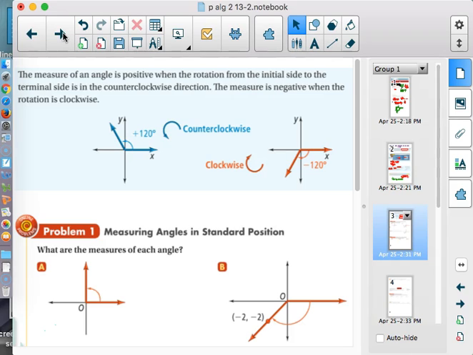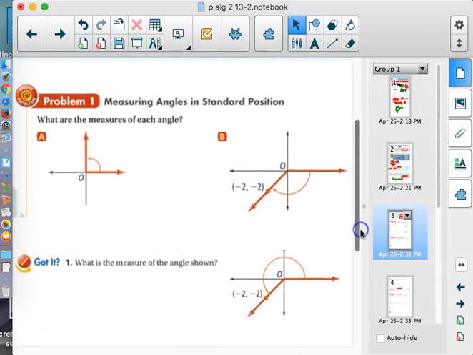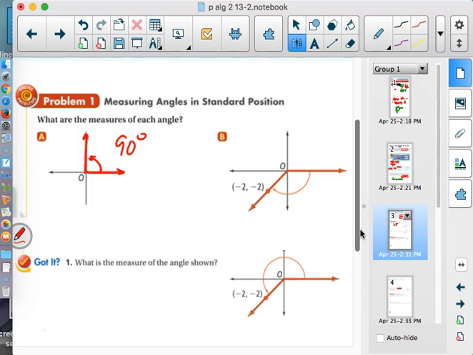So now what we're going to do, let's just start off by identifying some angles. This one starts in standard position, goes this way because there's a little arrow there to show me that, and gives me this terminal side. How many degrees is that? 90. You see the perpendicular lines there? It's 90 degrees.